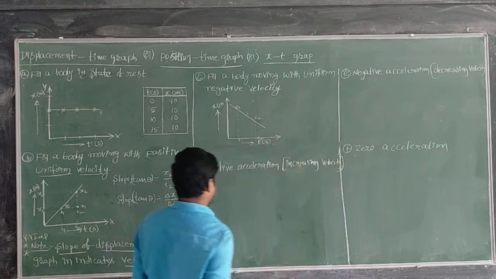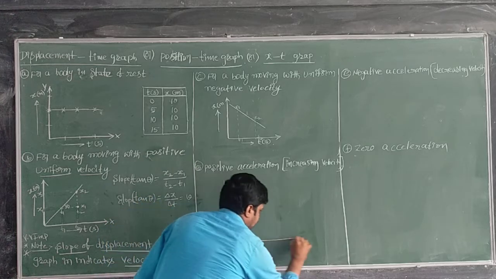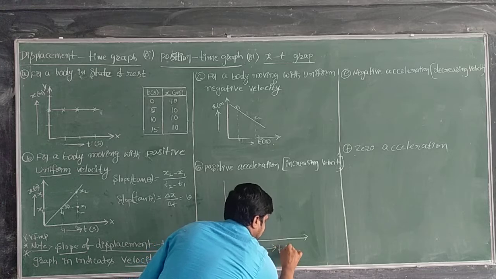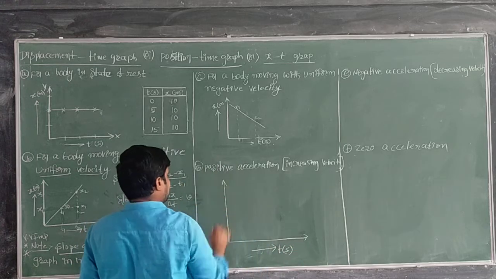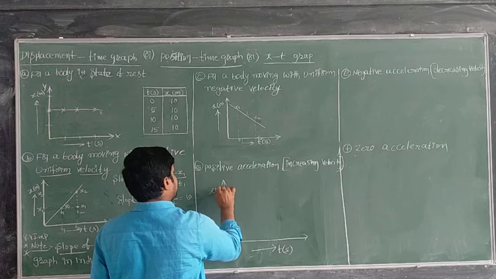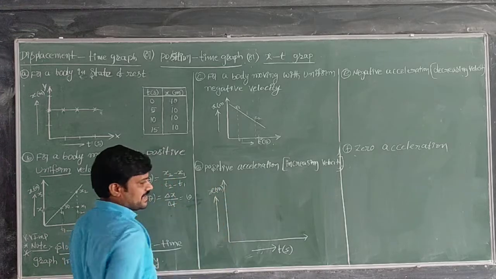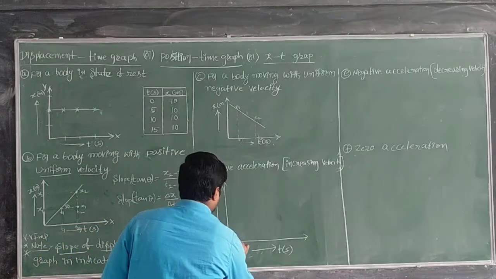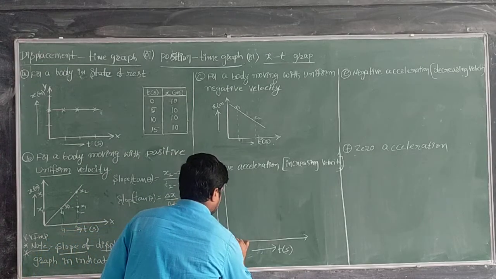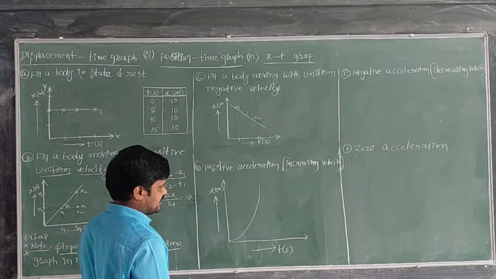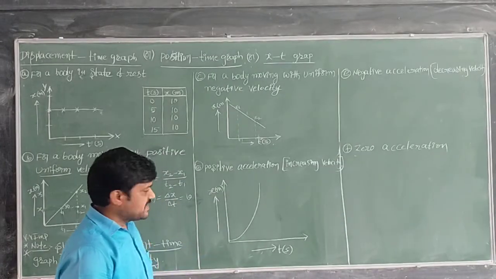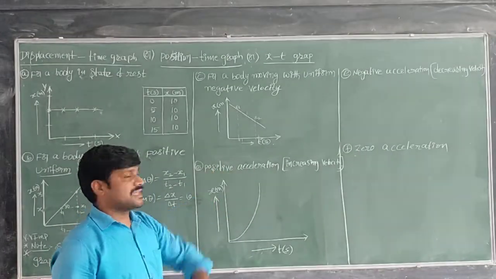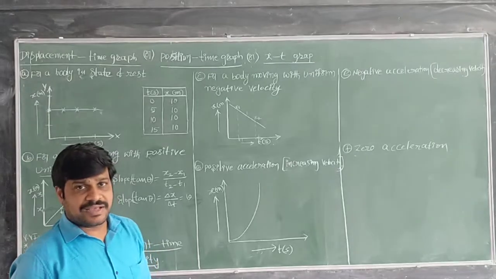Let me see here. Now I am drawing the graph here. This is time, which we take on the x-axis in seconds, and on the y-axis we take displacement or position, like this. Positive acceleration means we have to draw the graph like this. If you draw it like this, this is positive acceleration or increasing velocity.